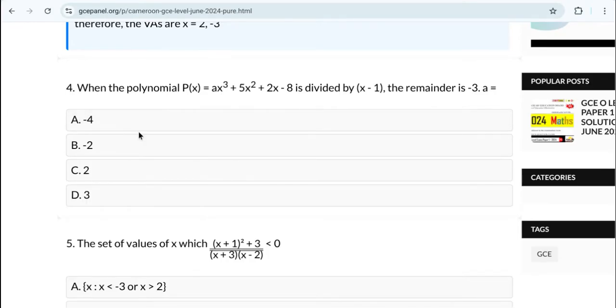Okay, the fourth question reads, p of x equals ax cubed plus 5x squared plus 2x minus 8 is divided by x minus 1 and the remainder is negative 3. What is the value of a?